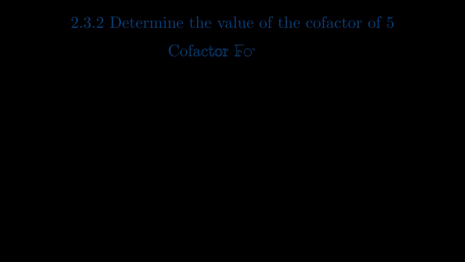Now let's move on to the second part of the problem, 2.3.2. Determine the value of the cofactor of 5. A cofactor is closely related to a minor. The cofactor of an element, denoted by A sub ij, is calculated using this formula. The formula for the cofactor A sub ij is -1 to the power of i plus j, multiplied by the minor of that element, M sub ij. Here i is the row number and j is the column number.